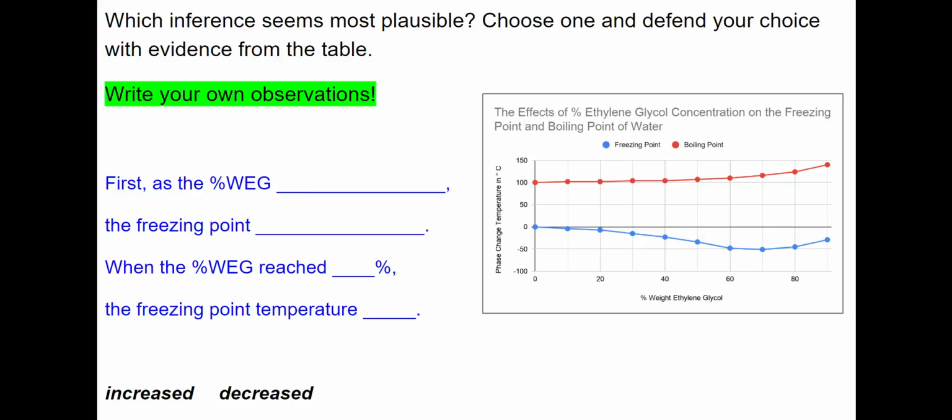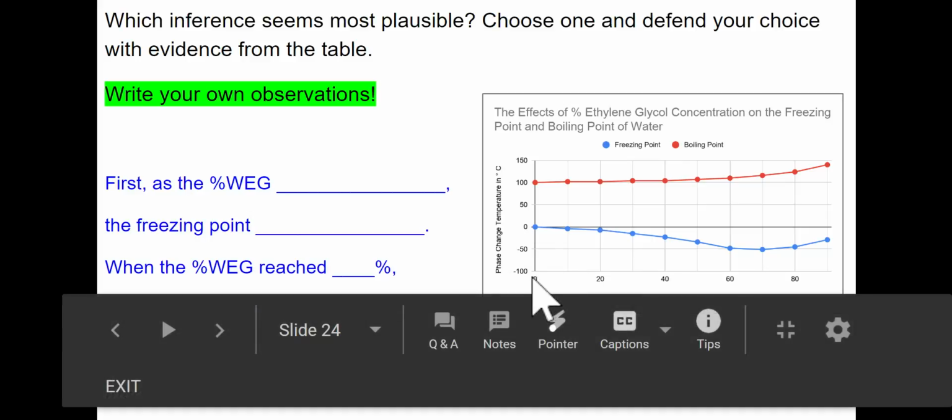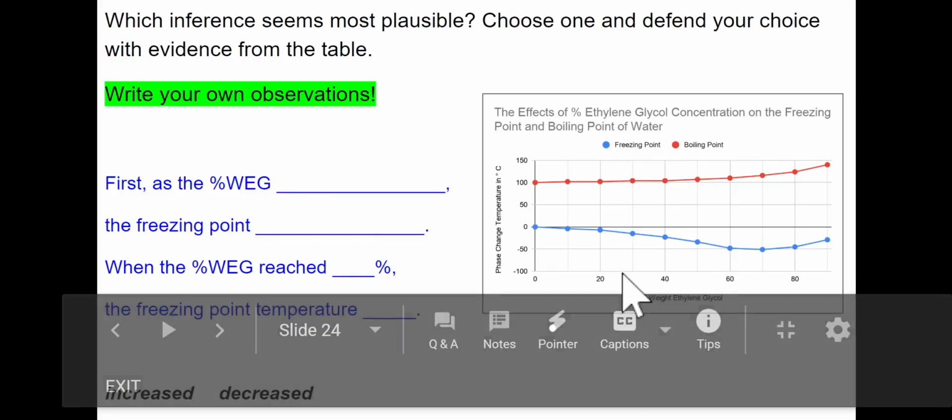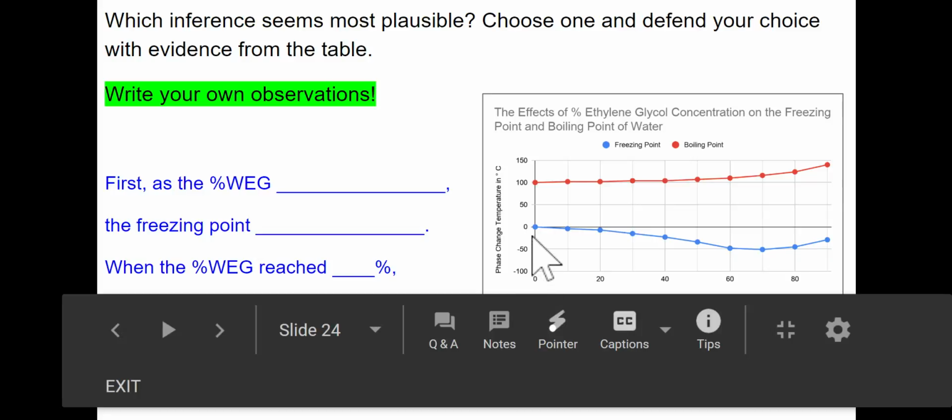So let's look at this. First, as the percent weight of ethylene glycol blank, the freezing point blank. Look at that closely and look at that relationship and see what's happening. Look here at this axis. What's happening to this percentage here? And then what's happening to the freezing point? So look at these data points here and use that sentence to describe what's happening first.